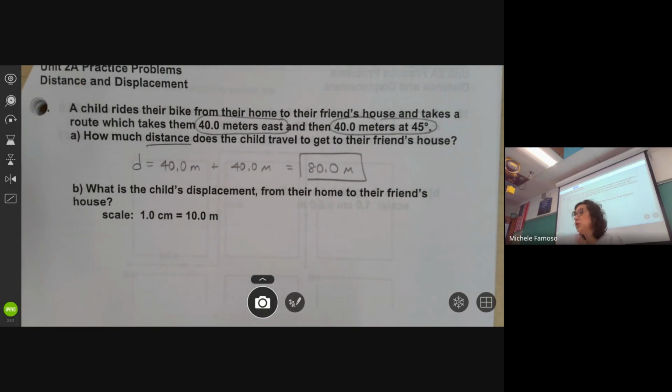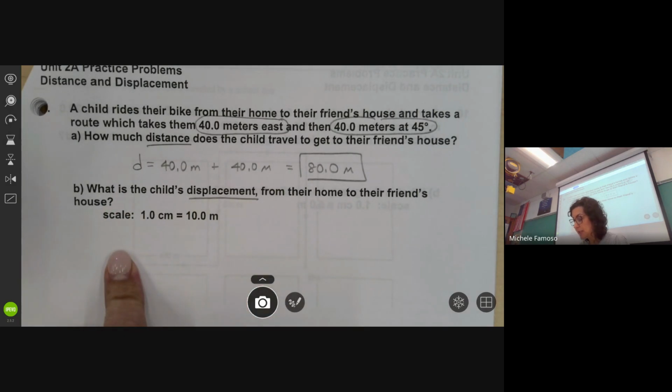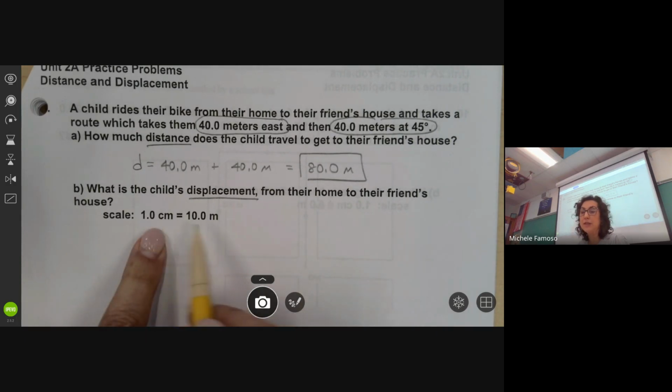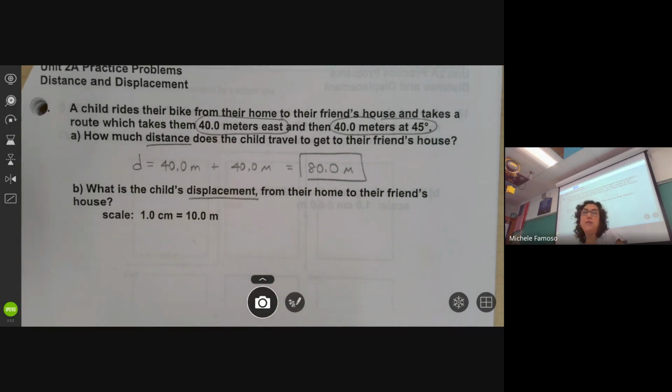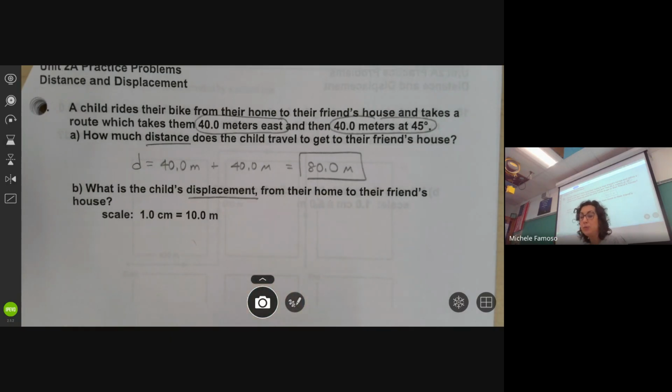Okay, part B is the new part. It's asking us for this child's displacement as they go from their home to the friend's house. And we're going to draw it out using the scale that's here. The reason we need a scale is because if I were to draw it actual length to figure this out, 40 meters is like from here to the main entrance. I don't have any paper that's that big to do this. So we shrink it down using a scale so it fits on our paper. And then every centimeter we draw will represent 10 meters of real distance.